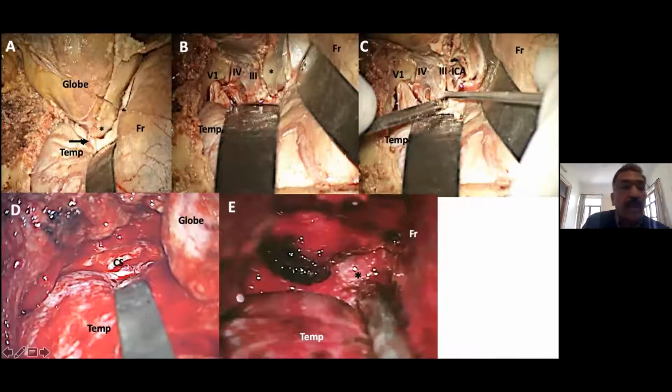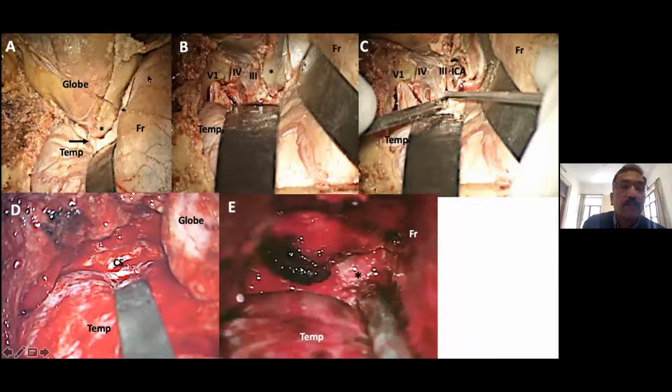A word about extradural clinoidectomy. When would you do an extradural clinoidectomy and when would you do an intradural clinoidectomy? Except for an aneurysm which is pointing dorsally like this, all the other aneurysms are also amenable to be accessed using an extradural clinoidectomy. So how do you do an extradural clinoidectomy?